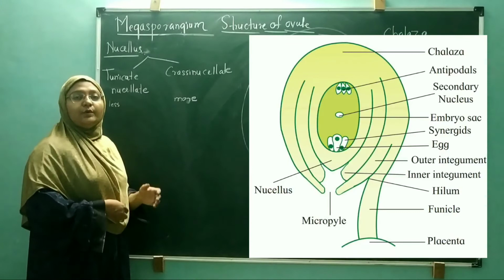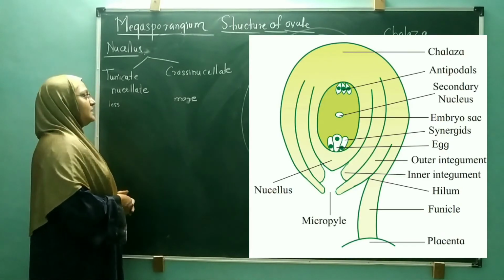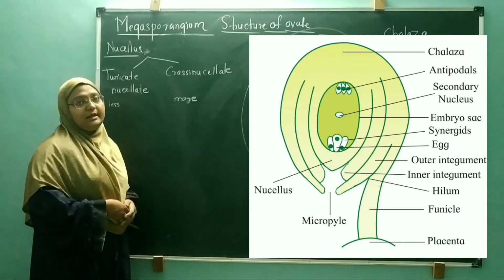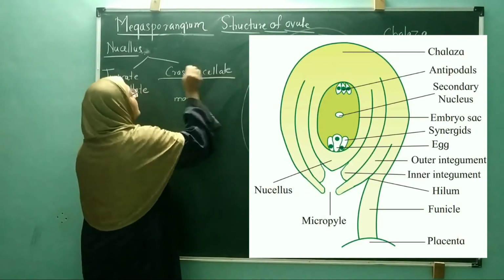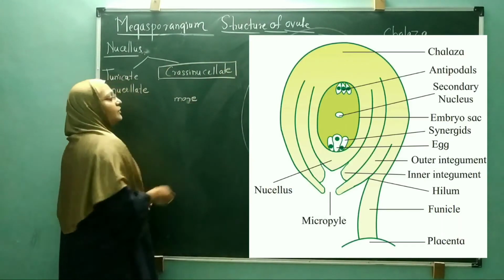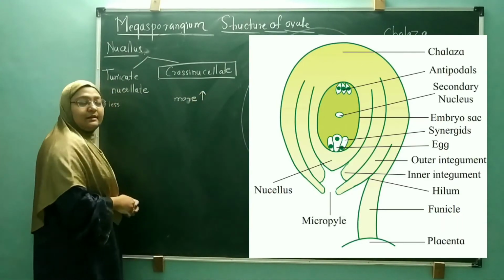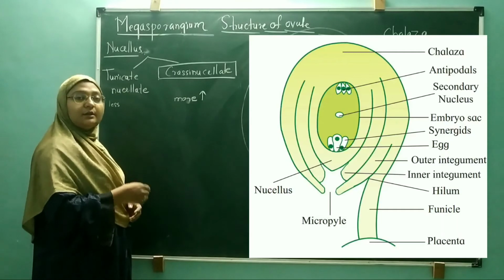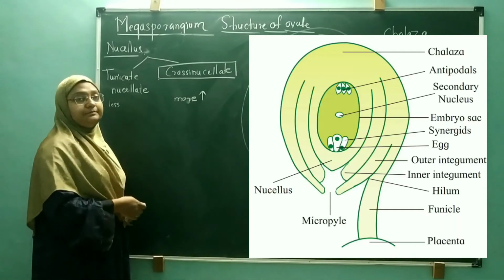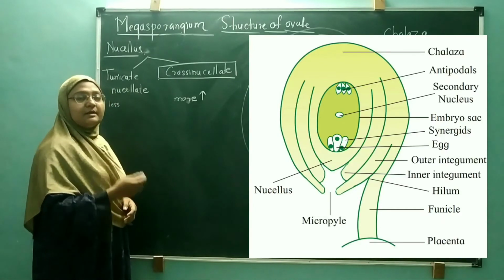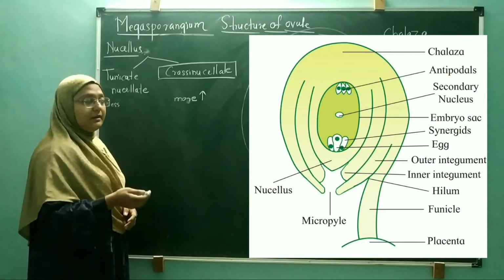Sometimes the ovule contains a large amount of nucellus. That kind of ovule is called a crassinucellate ovule, where a large amount of nucellus is present. Later, after development, this nucellus gets converted into the perisperm in some seeds. Later we will discuss the seed types.